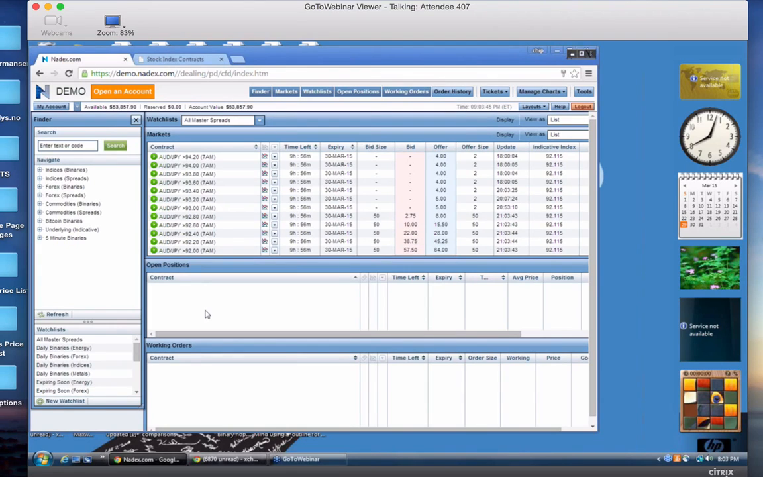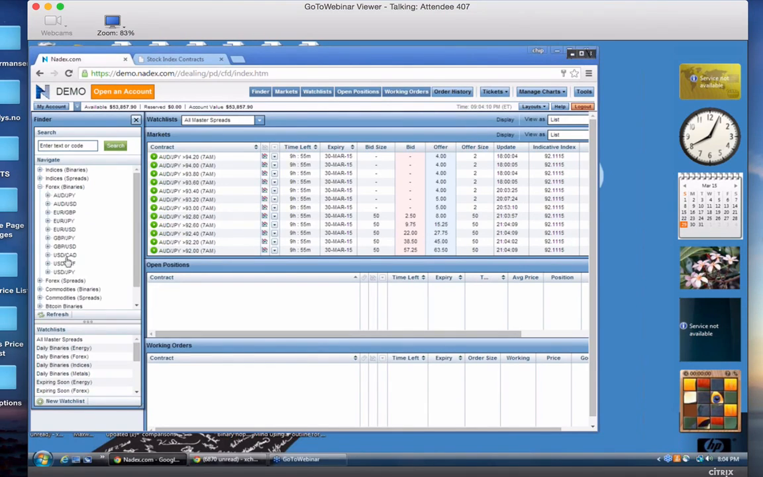So when we first list the binaries, for example, if I wanted to trade currencies, I click over here's the Finder window. I click on the main categories: indices, forex, commodities. We've got Bitcoin. Here's the underlying indicative, which I'll go to later. So I'll click on the forex binaries, the word, and then the drop down. Here are the pairs that are available. Okay, so right now I'm just going to.